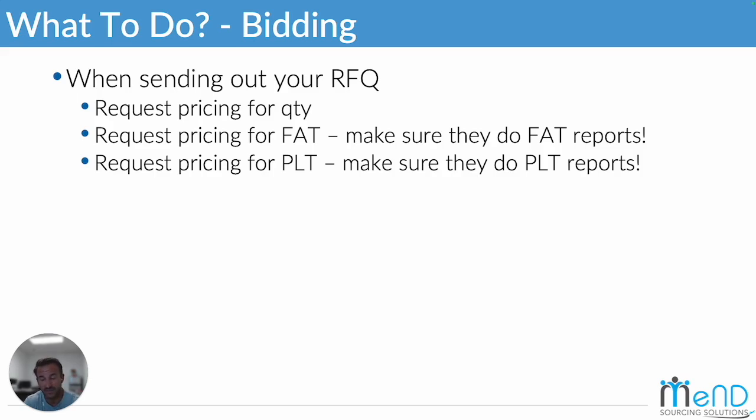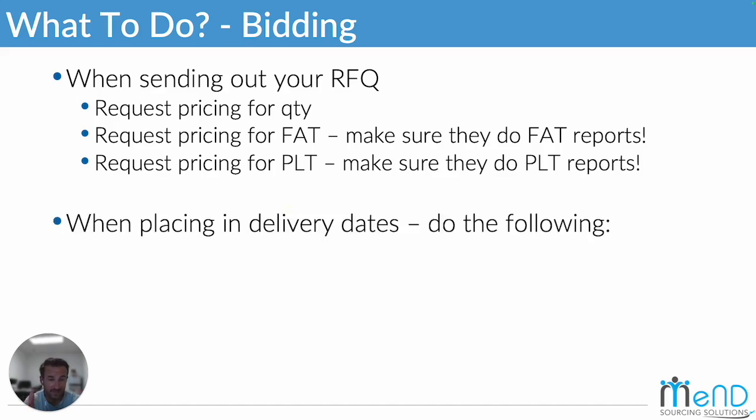Also, I need to make sure that my vendor and my manufacturer will provide me a report. Some manufacturers and vendors do not provide a report, so it is imperative that you make sure that you're able to get these reports, okay? And typically the cost of these can be anywhere from $1,000 to $3,500. I've seen upwards of $4,500, but that's more the exception than the rule. So you go to your vendor, you go to your manufacturer, and you request the price for the quantity and FAT and PLT. Then, when you're placing the bid, you need to place it in a specific manner.